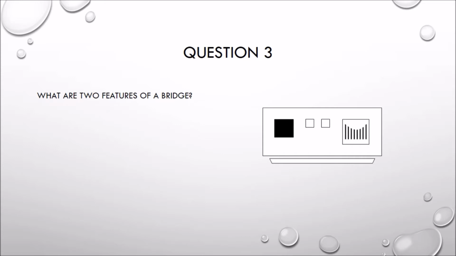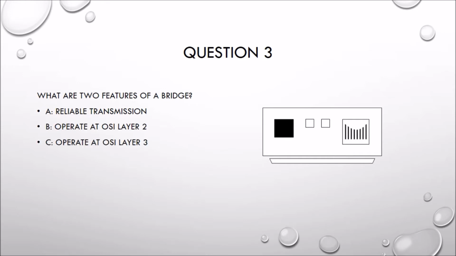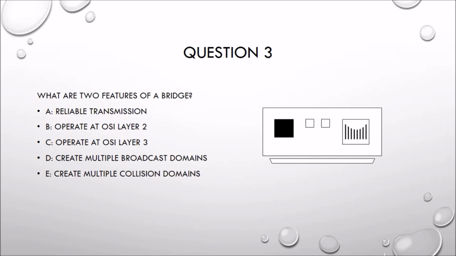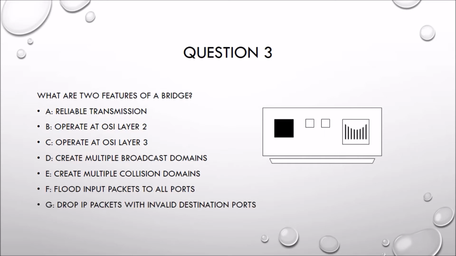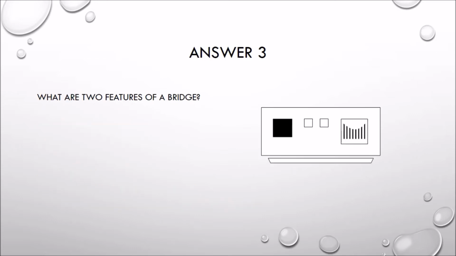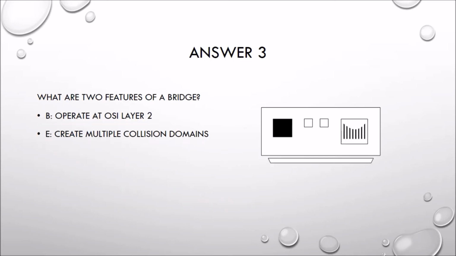Question 3. What are two features of a bridge? A, reliable transmission. B, operate at OSI layer 2. C, operate at OSI layer 3. D, create multiple broadcast domains. E, create multiple collision domains. F, flood input packets to all ports. And or G, drop IP packets with invalid destination ports. And the answers are B and E. A bridge does operate at layer 2 of the OSI model. Additionally, it also creates multiple collision domains.